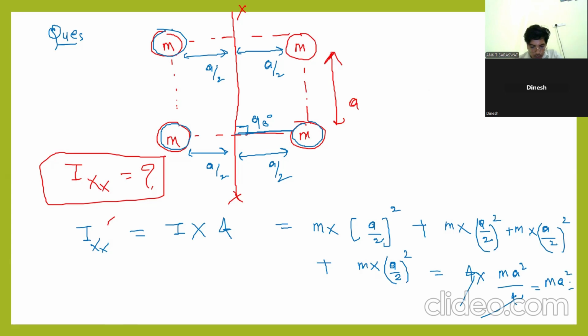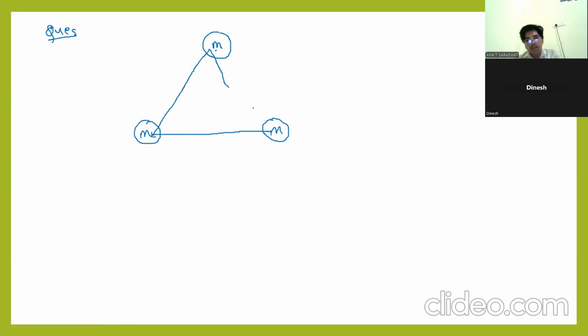Same way, next question. Find the moment of inertia. This is a three mass system, M, M, M. Like this, an equilateral triangle with sides L, L, and 60-degree angle. Question is, find the moment of inertia about this axis.